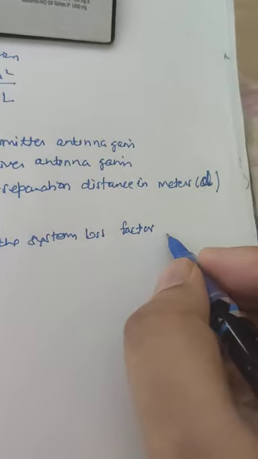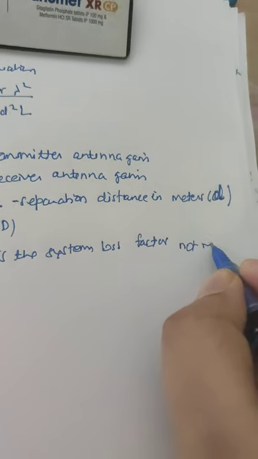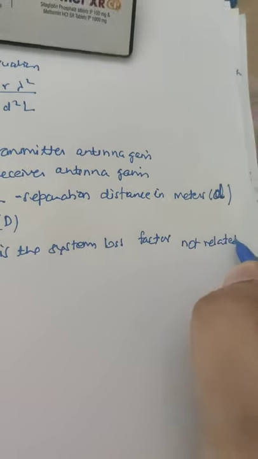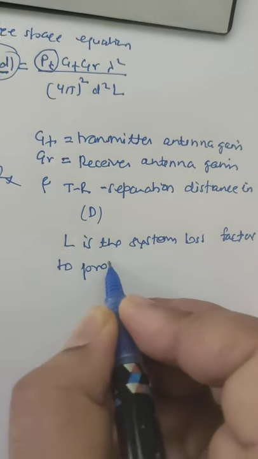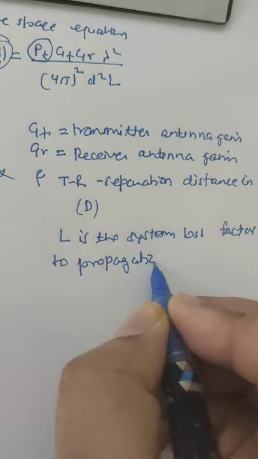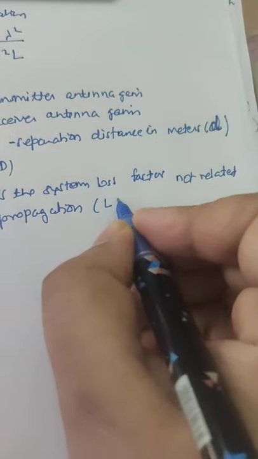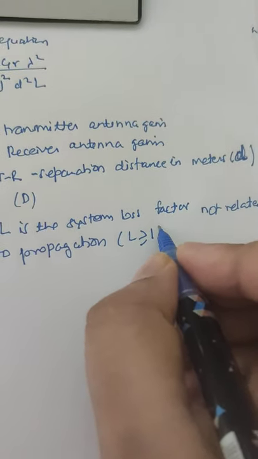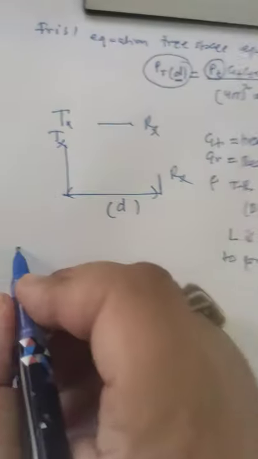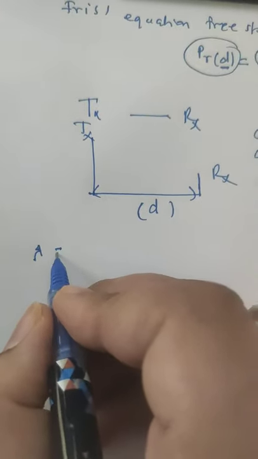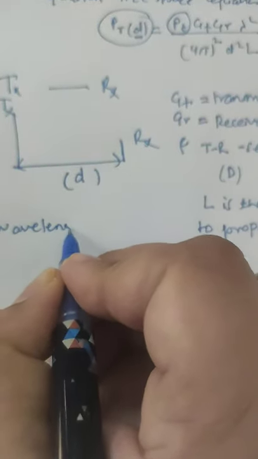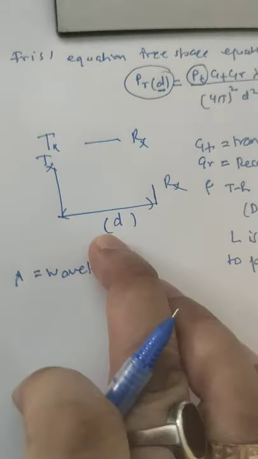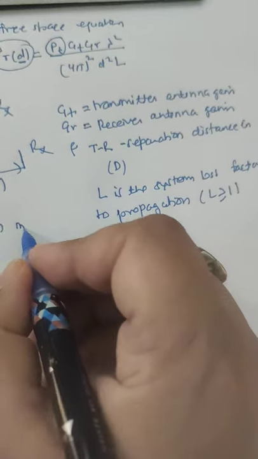And one thing is there, it is not related to propagation. That means L is always greater than or equal to 1, and we know that lambda is the wavelength, which is in meters.